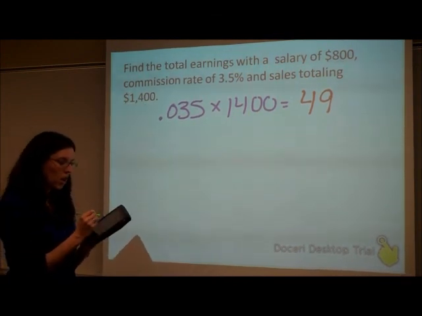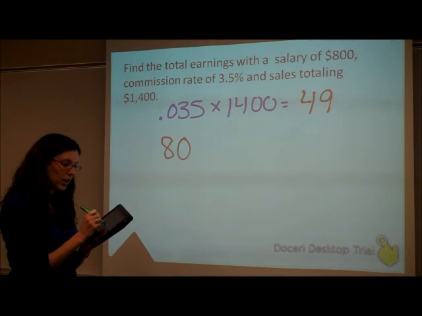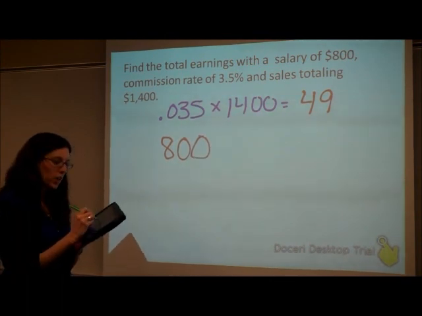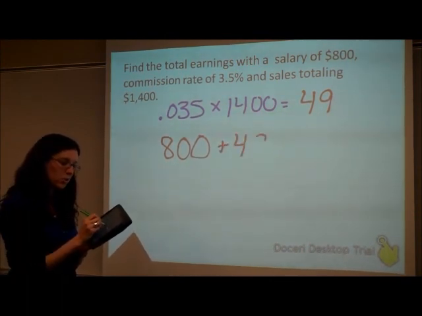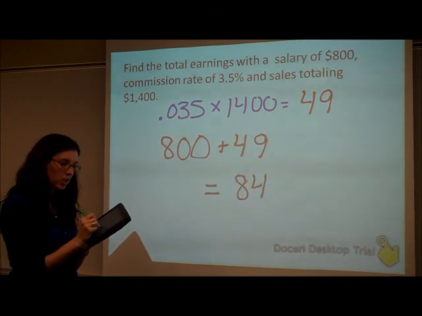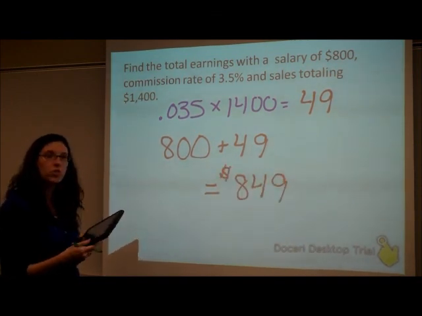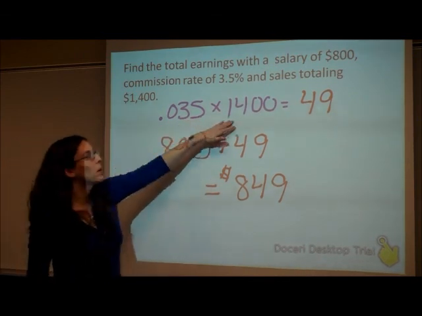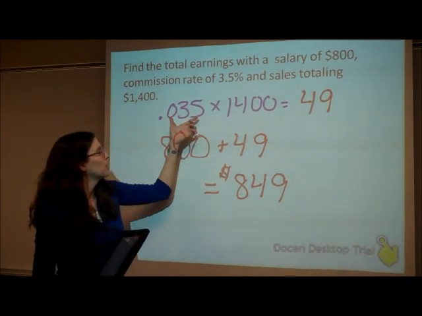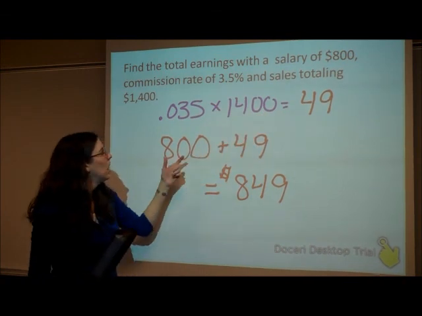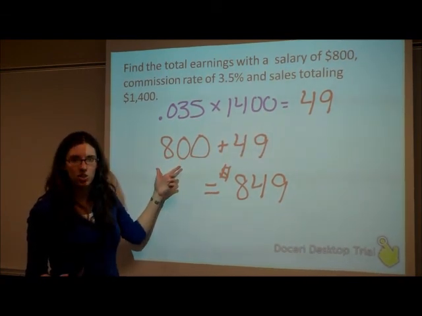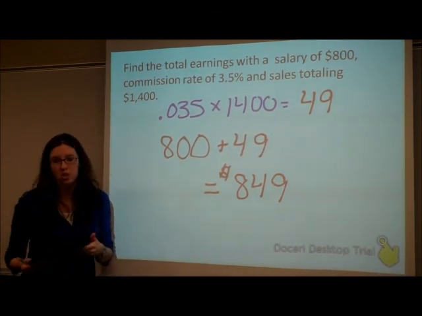Well, they already have that salary of $800, so we are adding to that commission of $49, which means their total earnings is $849. So I found my commission rate times the sales, then added that to the salary. Okay, and that'll be your total earnings.